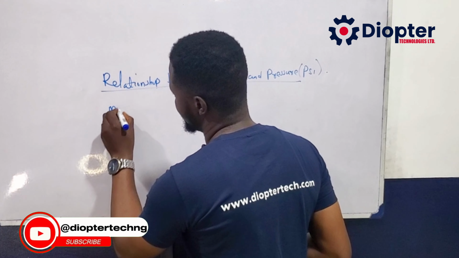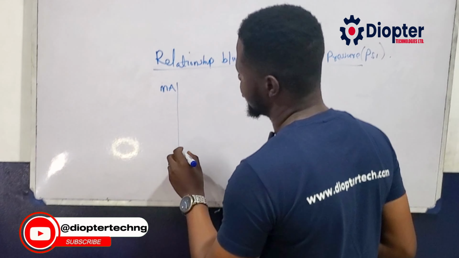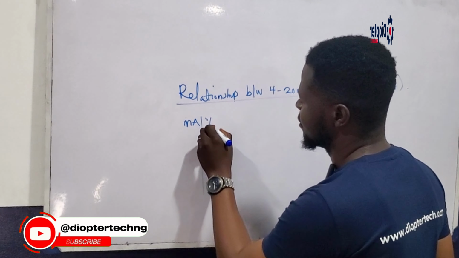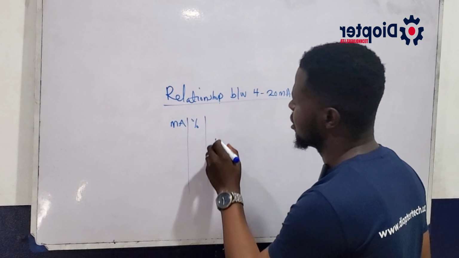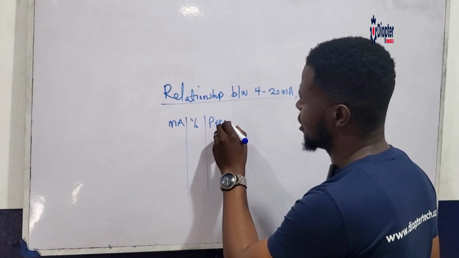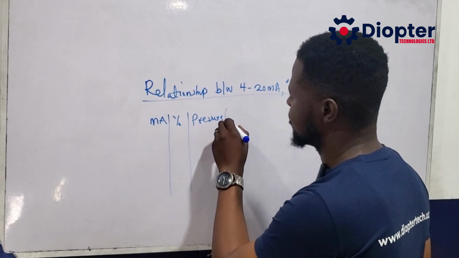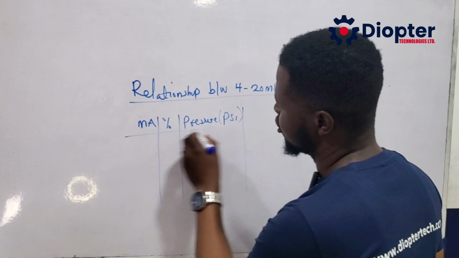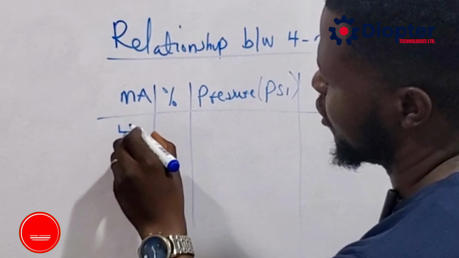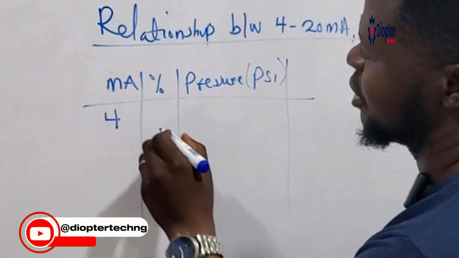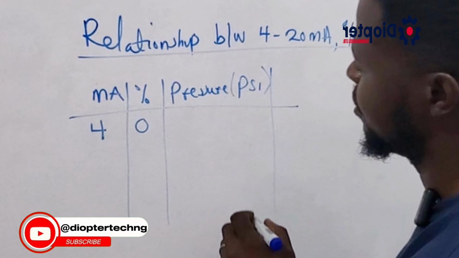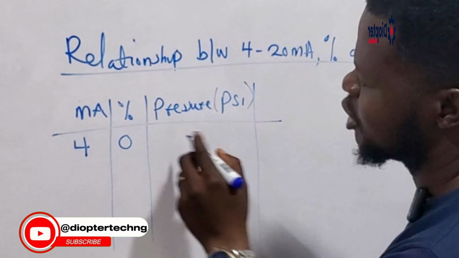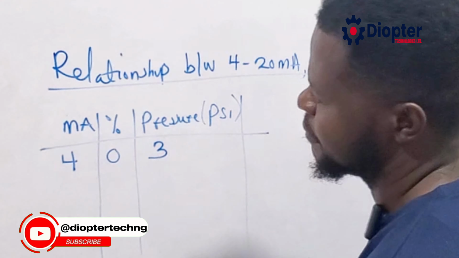This table has the milliamp side, the percent, and the pressure in PSI. So let's look at the relationship. When I have 4 milliamps, the percent I'll have is 0, so the resultant pressure will be 3 PSI.